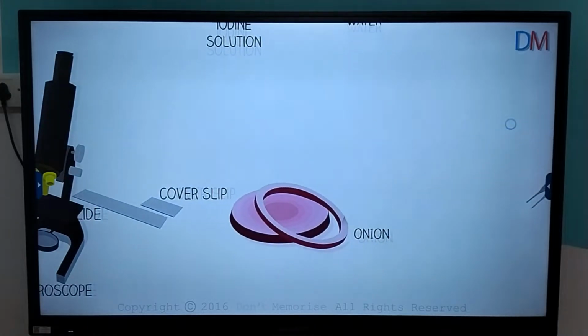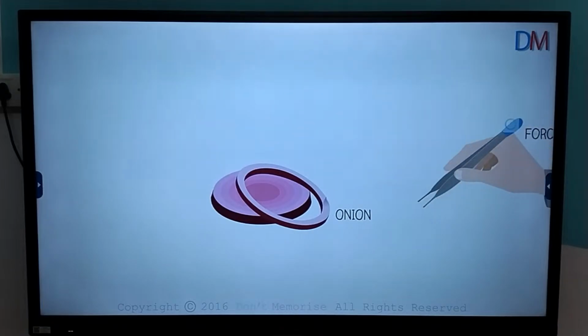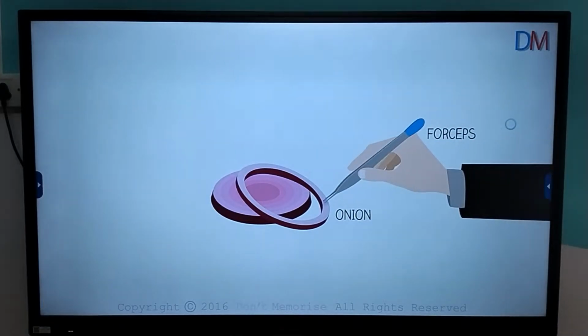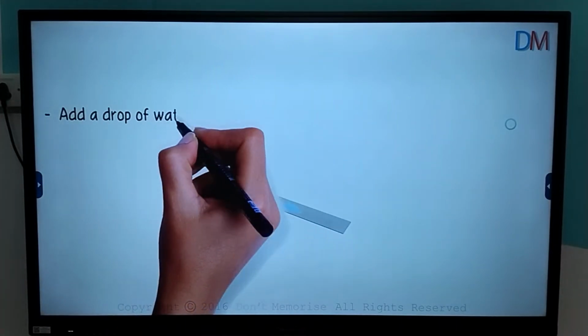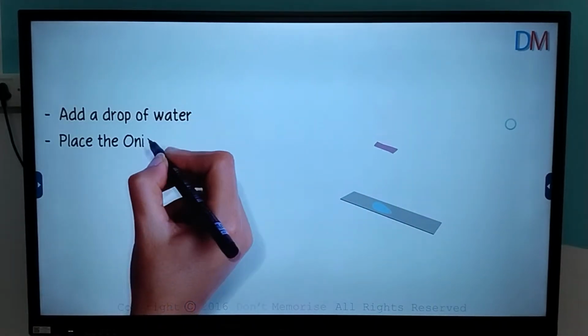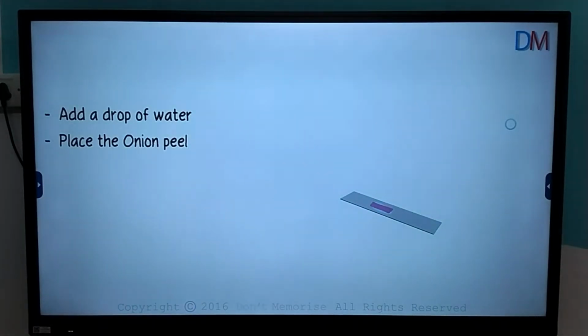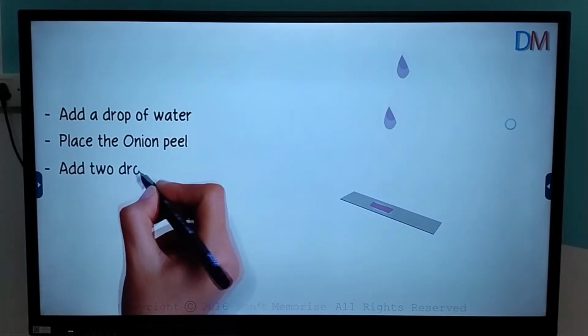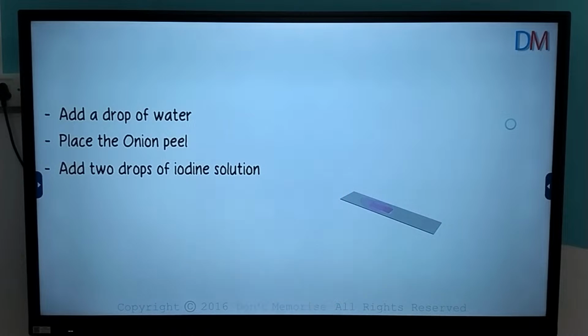Now take the onion peel and with the help of the forceps, pull away the thin lining from the inner surface. Now we are ready to begin. We first add a drop of water on the slide and then place the onion peel on it. Do not touch it with your fingers. Next, we add 2 drops of dilute iodine solution.